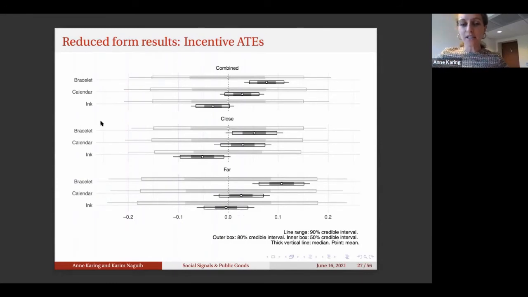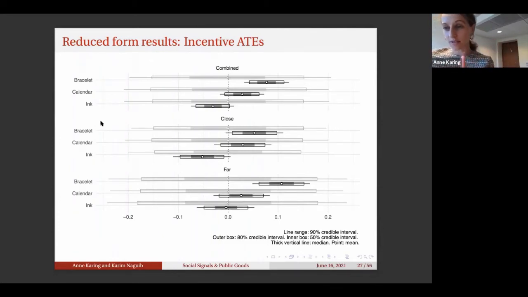On the left-hand side, you can see the three incentives, which are bracelet, calendar, and ink. And every time they're compared to the control group. And then you see in the light shaded area in gray, these are the prior predicted treatment effects, since we're using a Bayesian estimation.